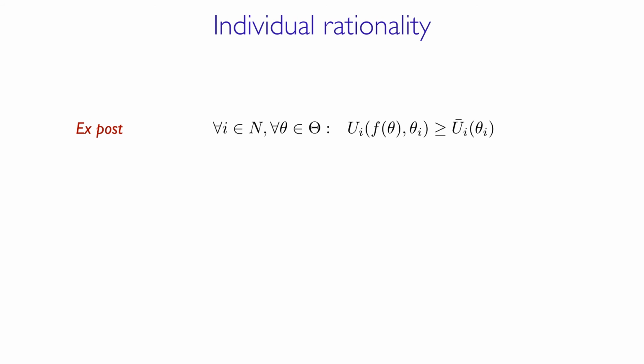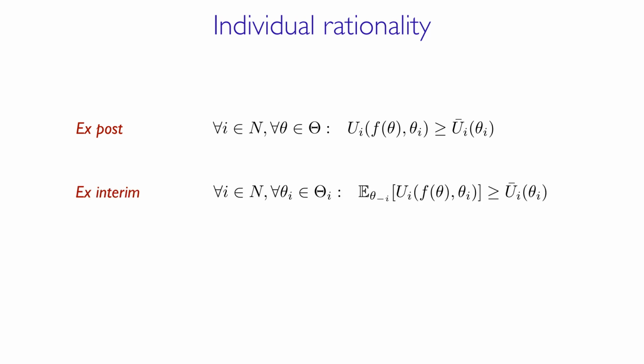Here we focus on a different property, individual rationality. The idea is that every player always prefers not to abstain from taking part in the game. Ex-post individual rationality requires that the utility of player i in every possible outcome returned by the social choice function is not strictly smaller than the utility given by the status quo, denoted with U bar. This must hold when all the types of all the players are given.